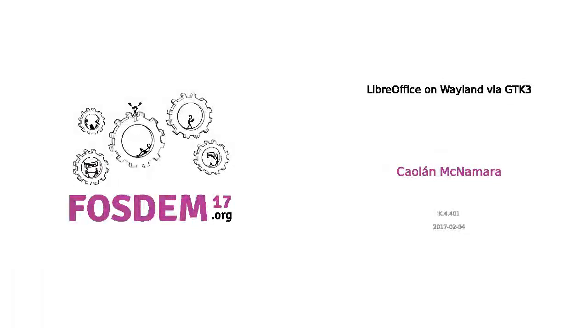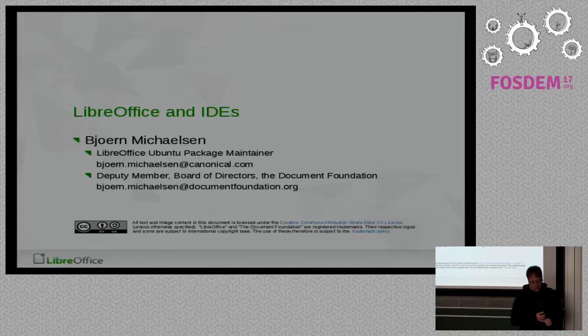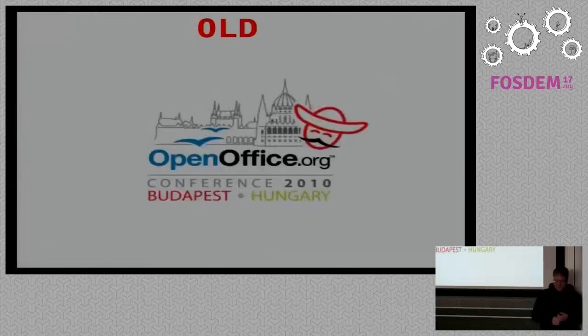So that's me. I'm working at Canonical, packaging LibreOffice for Ubuntu, and I'm also on the board of directors for the Document Foundation. Let's go back to 2010, because that was when the whole thing started with the new build system, new back then. I wanted to look at what we thought we would do back then, how we thought we could improve stuff, and what we actually achieved from that.